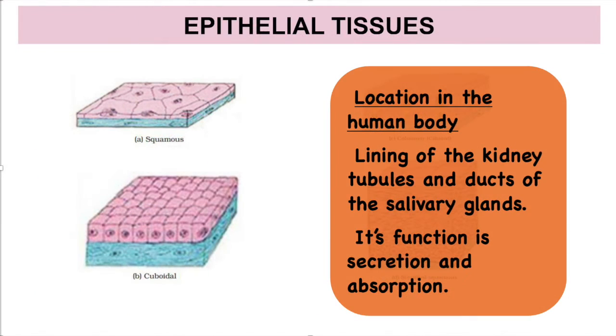The simple cuboidal epithelium is present in the tubules of the kidney and is composed of a single layer of cuboidal cells. These cells are active in absorption and secretion of various substances from or into the kidney filtrate, which helps in the formation of urine.